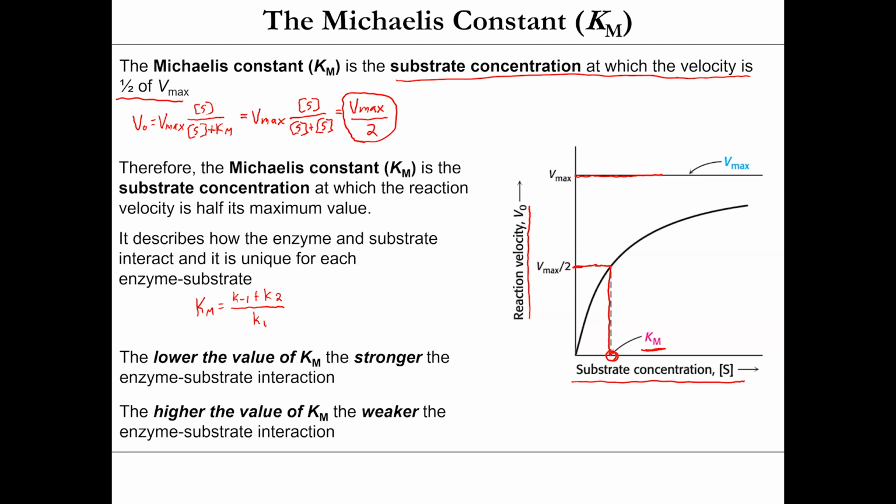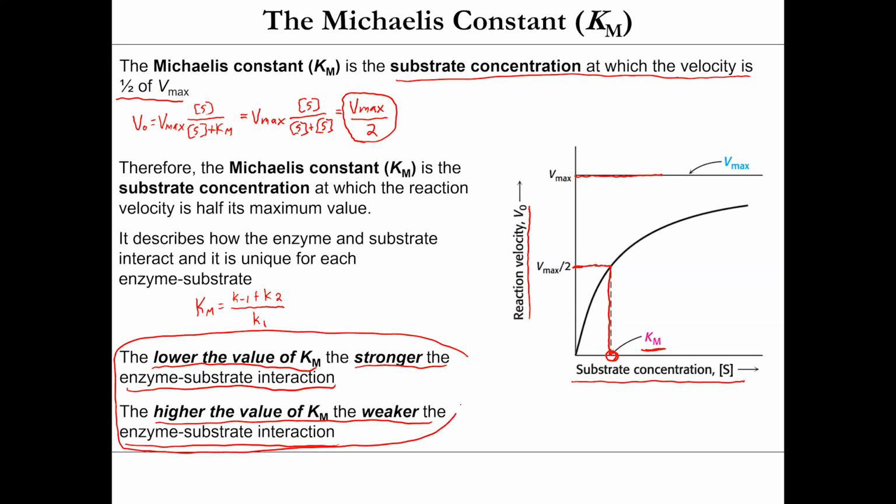Now, one of the very useful features of Km is that it describes this enzyme substrate interaction, and it describes the substrate concentration at which the velocity is half its maximum value. So the lower the value of Km, the stronger the enzyme substrate interaction is going to be. And the higher the value of Km, the weaker the enzyme substrate interaction has to be. So take some time and think about that concept. It's very important, and Km is a very important variable for understanding how strongly an enzyme interacts with a substrate.